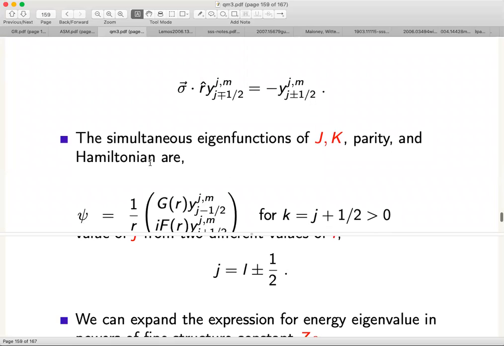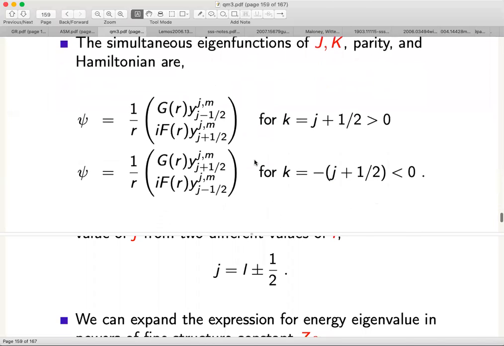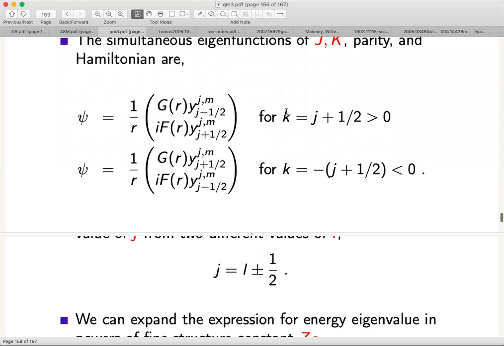So finally, the simultaneous eigenfunctions of J, K, the parity operator, and the Hamiltonian are written like this. If K is j plus half, then it takes this kind of form. You have Y j m j minus half and Y j m j plus half as upper and lower components. These are radial wave functions. And if K is negative, then j plus half is upstairs and j minus half is downstairs.